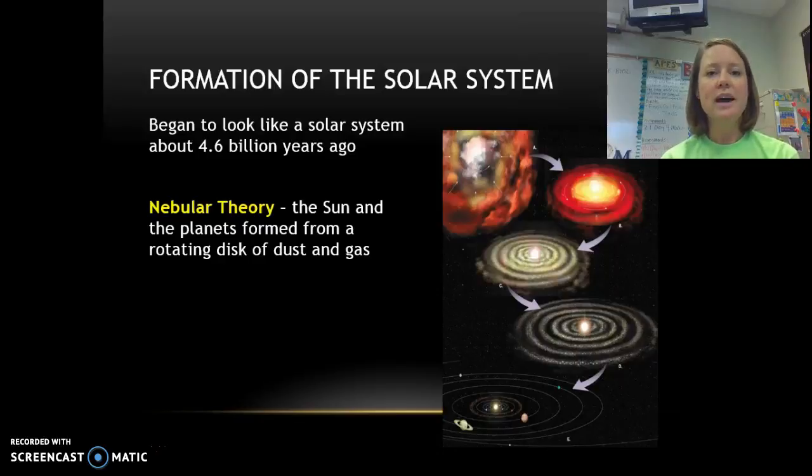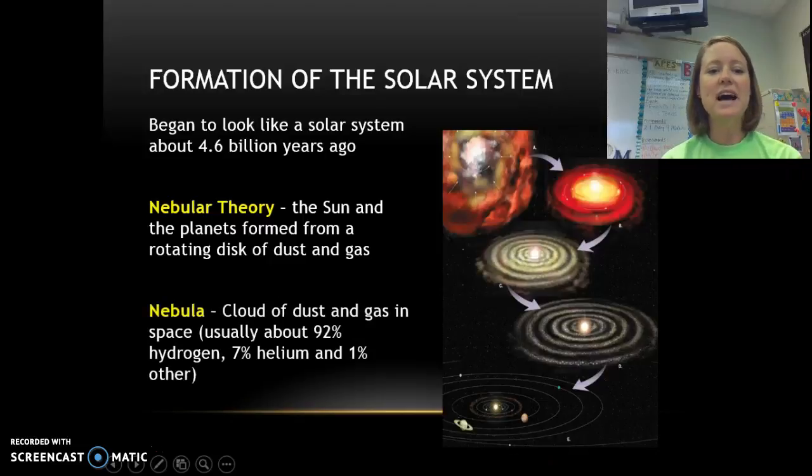To explain how our solar system formed, we're going to look at something called the Nebular Theory, which is the idea that the sun and the planets form from a rotating disk of dust and gas. And you can see from the diagram here on the right, we started from a nebula, it began to rotate, and then ultimately the sun formed at the center, and the planets formed in rings around the sun.